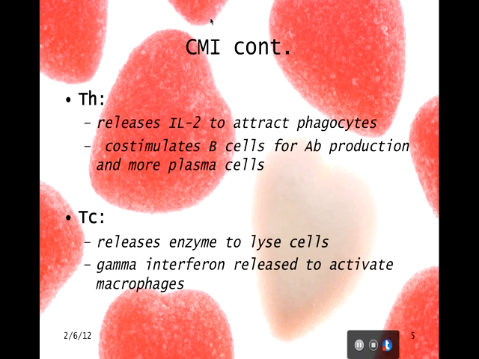The cytotoxic T cell will release enzymes to lyse cells, particularly the infected cells. It will also trigger the release of gamma interferon to activate the macrophages that have been called to the area.